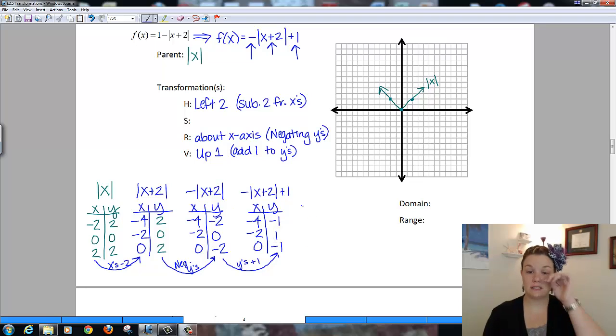Okay, so notice this last xy table is exactly my f of x function. This is how I want it to look. So I'm going to go ahead and graph it so I see what my new function looks like. So at negative 4, I'm at negative 1. At negative 2, I'm at positive 1. And at 0, I'm down at negative 1.